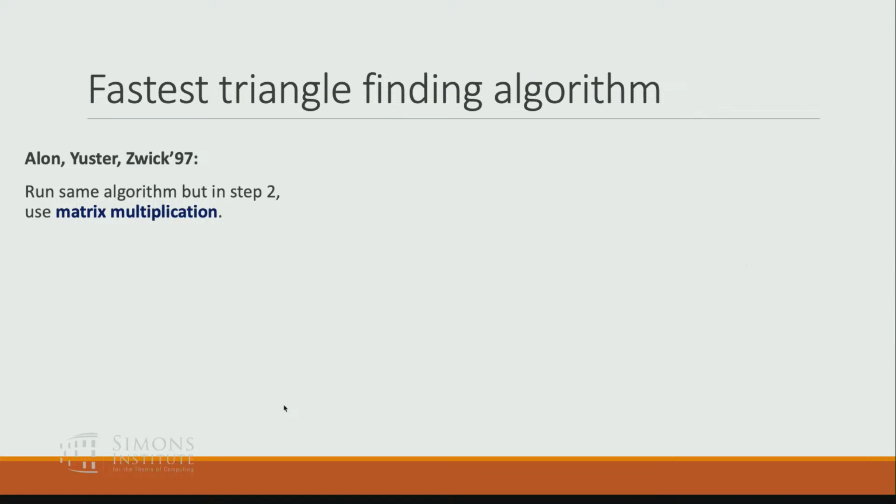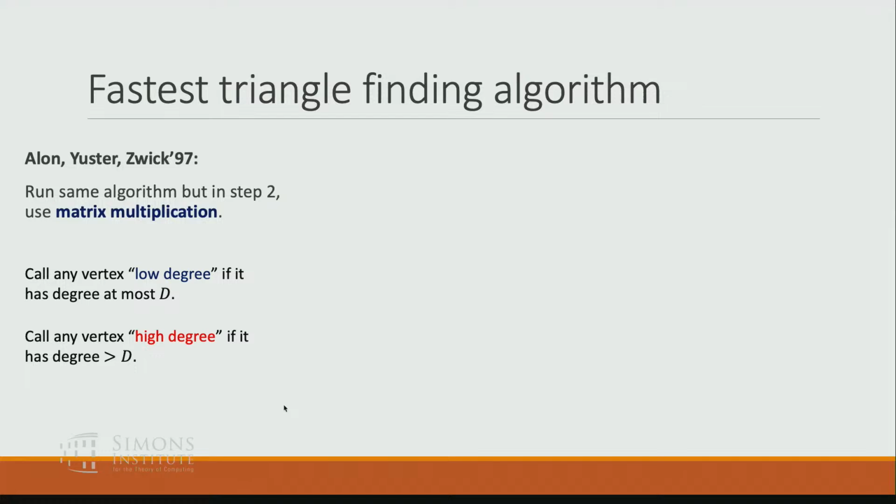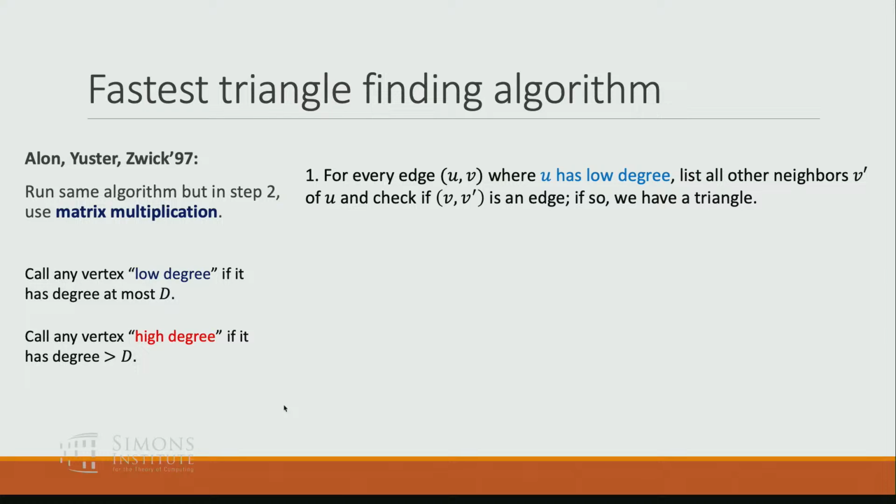Okay, now let me show how to slightly modify this algorithm to get a faster algorithm that can find one triangle. The basic idea is to replace the brute force step by fast matrix multiplication. So here we are doing the same low degree, high degree classification of all the vertices, and for every edge uv where u has low degree, we also do the same thing.